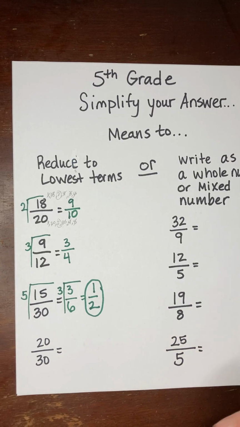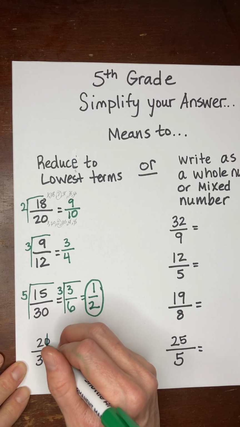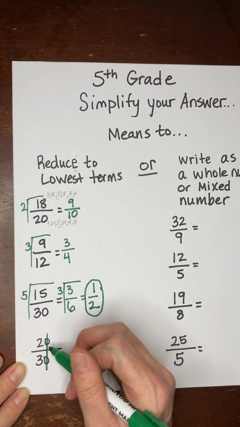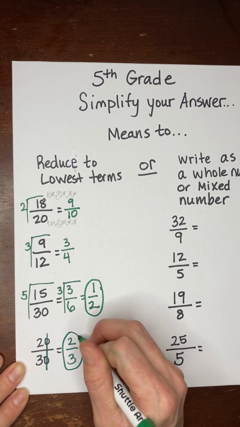Well, anytime I have a number on my top and the bottom that ends in 0, I love to do this. We can just cross off the zeros. That is equivalent to dividing them both by 10. So that equals 2/3, and I'm done.